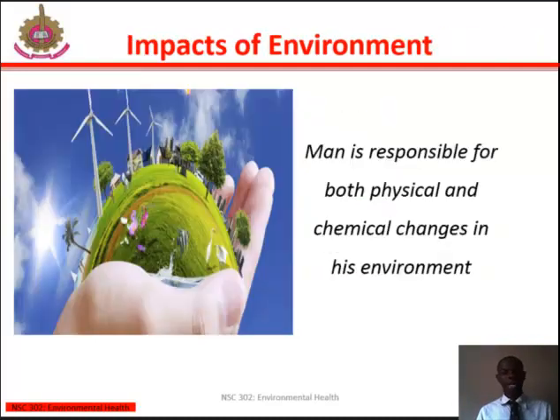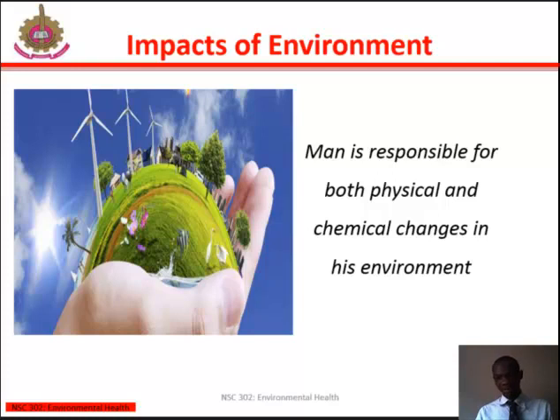Let's move on as we talk about impact of environment. Man is responsible for both physical and chemical changes in his environment, which have indirect biological effects. Some examples of those changes are, number one, stratospheric ozone depletion, climatic change, acid rain, thermal pollution of water bodies, and construction of large engineering works. Environmental impact occurs over three scales, which are locally, regionally, and continentally.